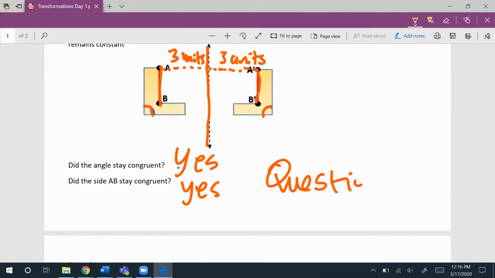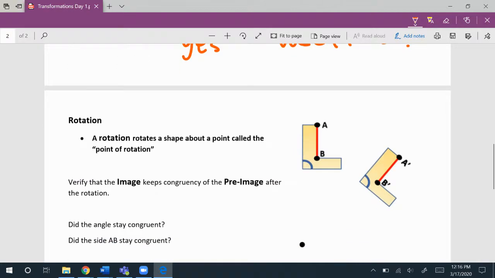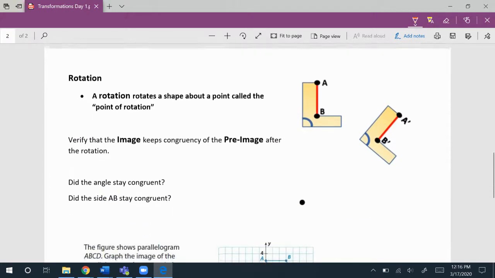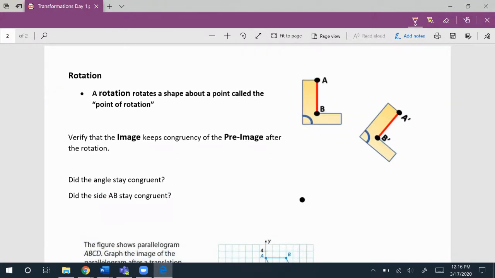All right, feel free to write any questions down. Pause the video if you need to and come back once you're ready. All right, on to the next slide, or if you're writing on your paper, just make another little section called rotation, okay?